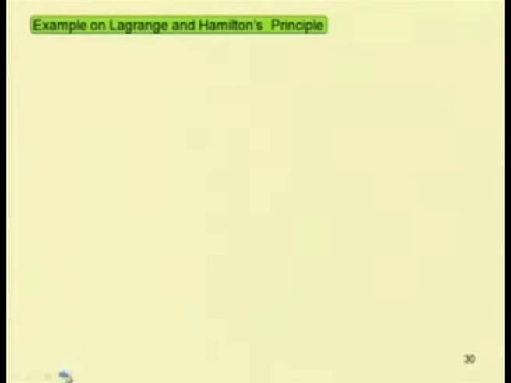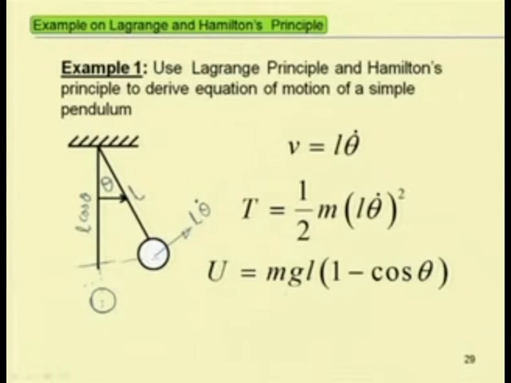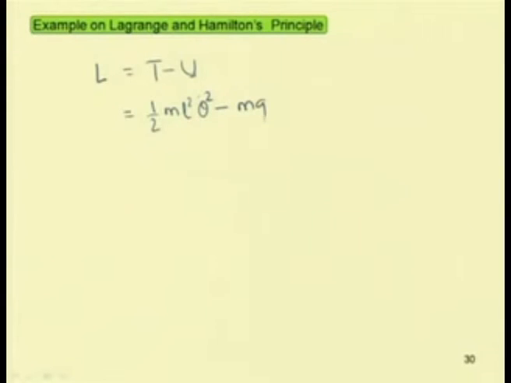Now the Lagrangian of the system, L, can be written as T minus U. Already we have T equal to half m L square theta dot square, and U, the potential energy, we have found as m g L into 1 minus cos theta. Now first we will use the Lagrange principle and then the Hamilton principle to derive this equation of motion.